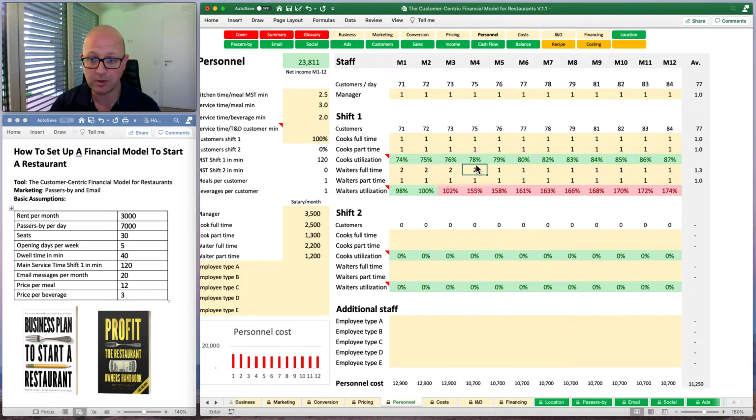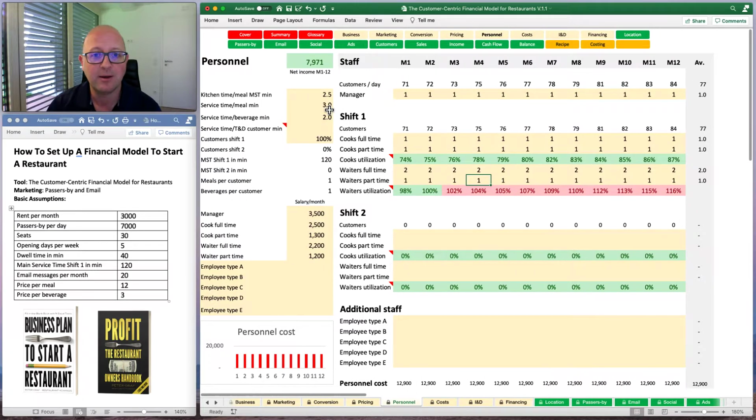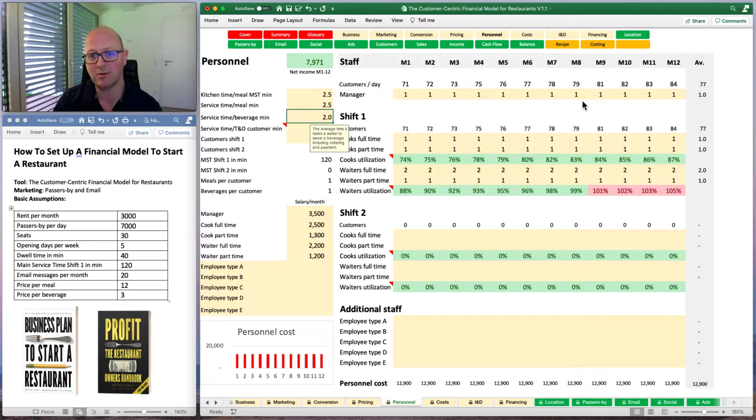Oops, I mean 2. Okay, so we see now utilization is a little bit more than 100%, so they will be quite busy, but that's somehow still possible, I think. It will be stressful. Maybe you could optimize here, let's say if you can shorten service time and so on. You see, this changes a lot, but let's stay with this for the beginning.